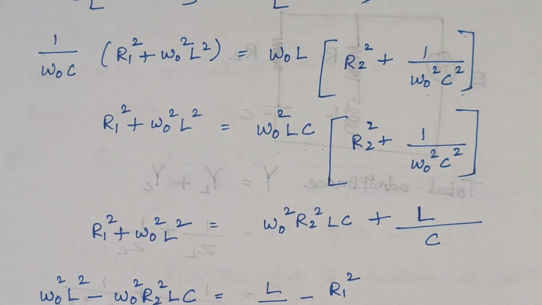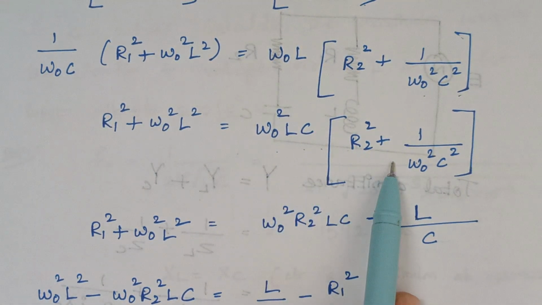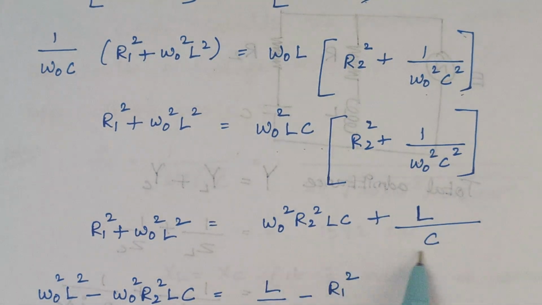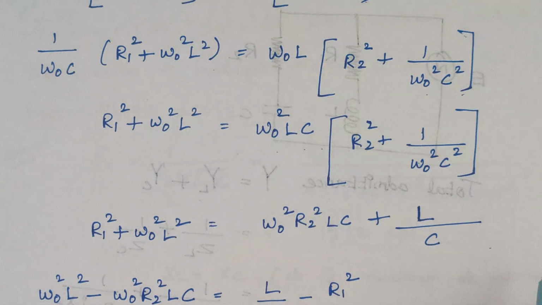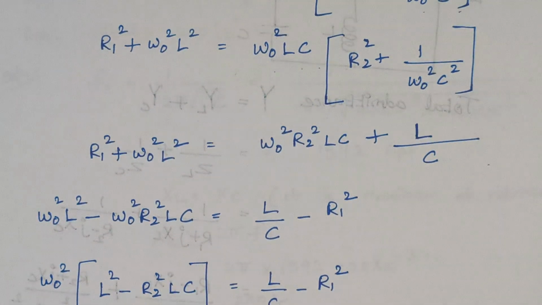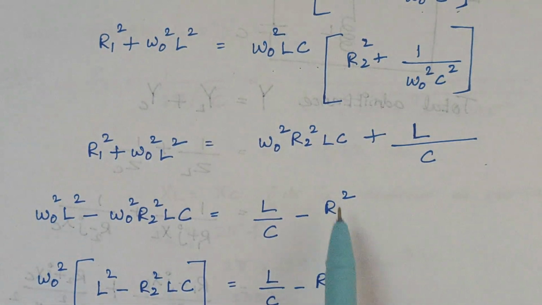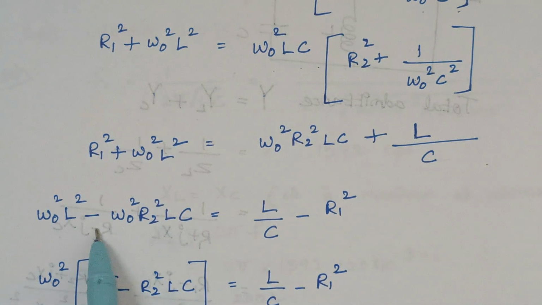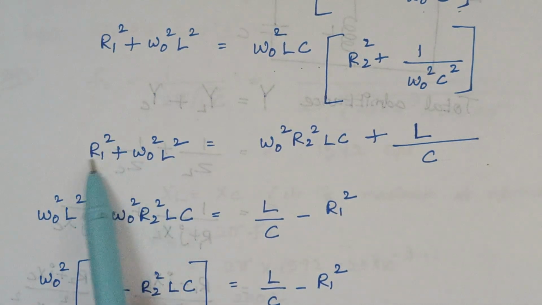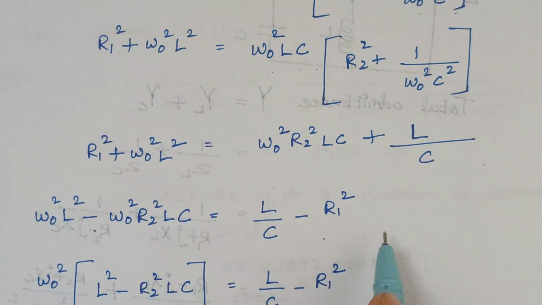Again here I am moving this omega naught square LC inside the bracket. Right. So here I am getting an expression like this. We are just doing random arrangements here. That's all. And again we are combining the omega naught terms together and we are combining the constant terms together. So here I am moving this term to the left hand side. Therefore that becomes minus. And I am moving this R1 square to the right hand side. So that becomes L by C minus R1 square.